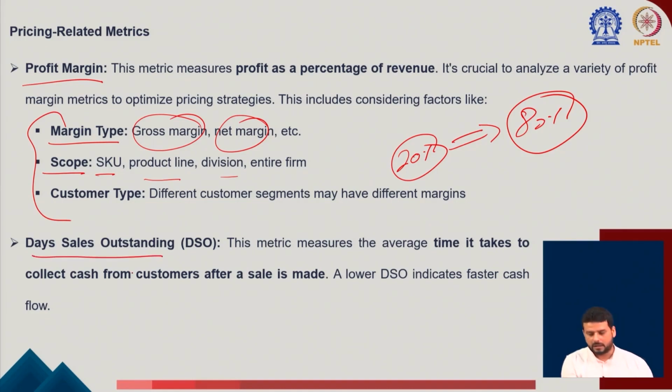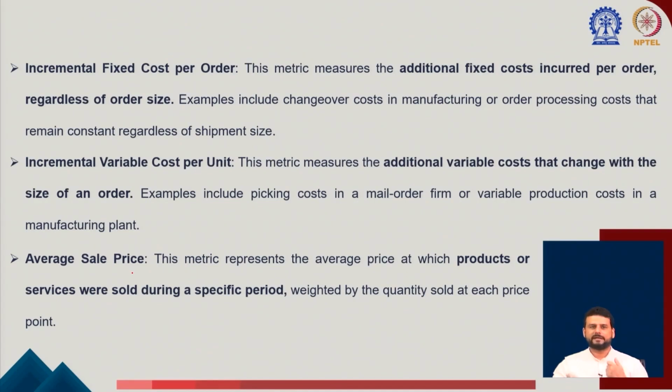Day sales outstanding means how much time it will take for your customer to pay your money back, right? That is, the time between when you deliver the product and services and when you get the payment. Then incremental fixed cost per order and incremental variable cost per unit. If you produce 1 extra unit, what fixed asset investment do you need to make, and for 1 extra unit, what is the variable cost, right?